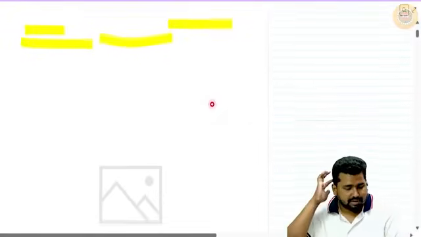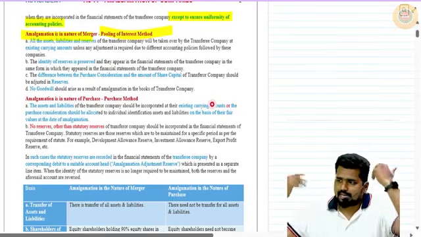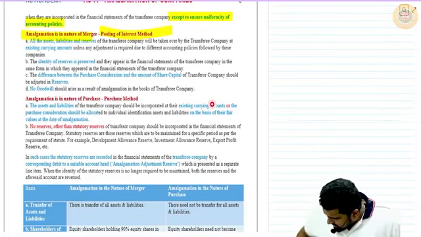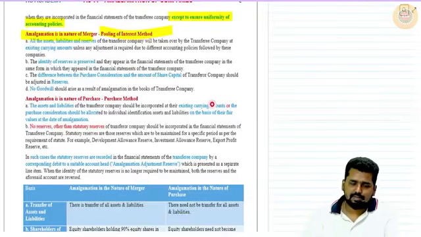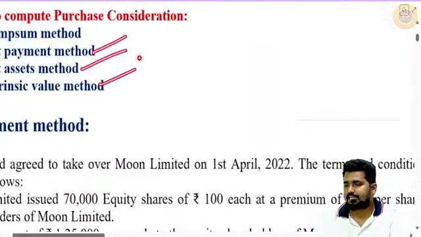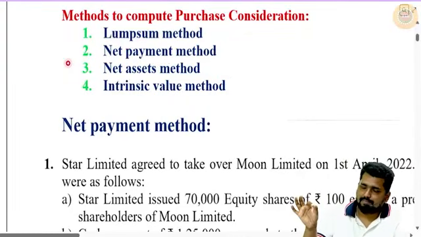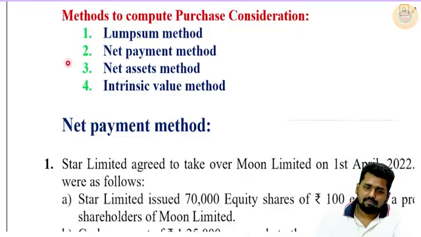There are 4 methods of calculating purchase consideration. One method is called the lump sum method, where they themselves give the amount: I paid this, take it and enjoy. That method is called the lump sum amount. But in most cases they will not give the lump sum method. They'll give the net payments method, net assets, intrinsic value. Net payments means whatever we have done from the morning, what exactly we paid to the equity shareholders and preference shareholders, that will be given. So that will be taken for net payments.